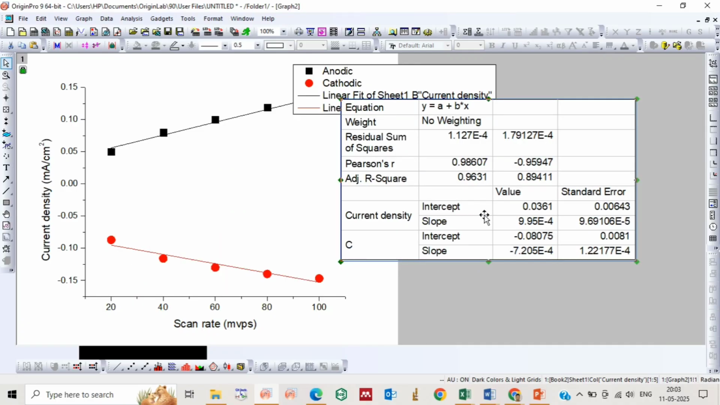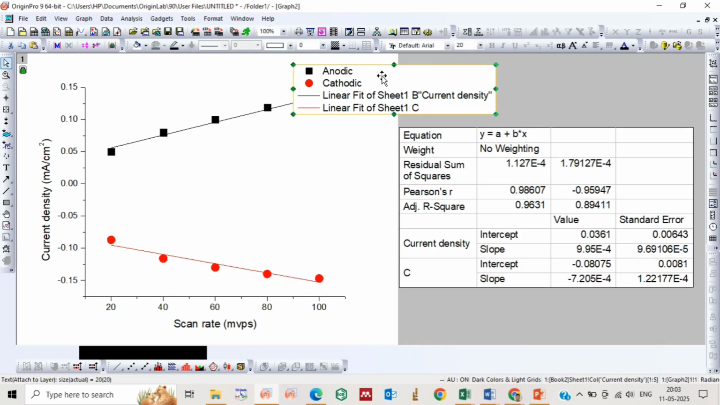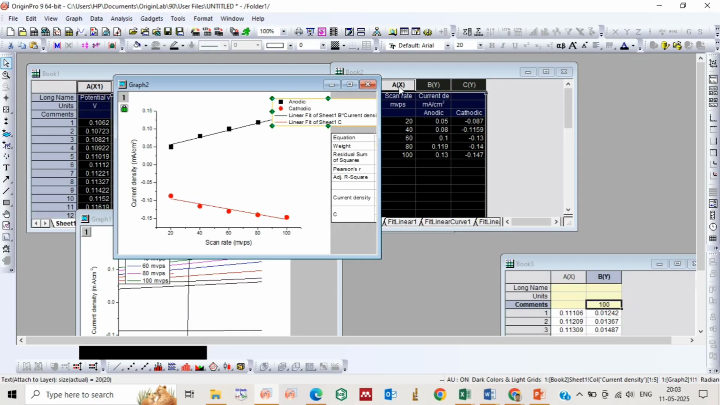So the initial one is the slope for the anodic region, that is 9.95 into 10 to the power minus 4, and the slope for cathodic is minus 7.205 into 10 to the power minus 4. This way we have got the value of slope.